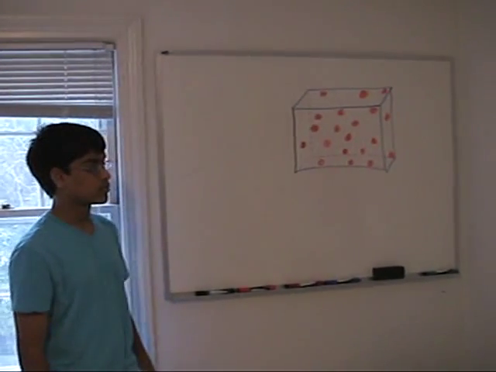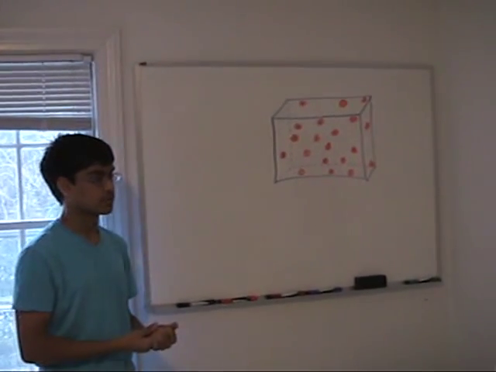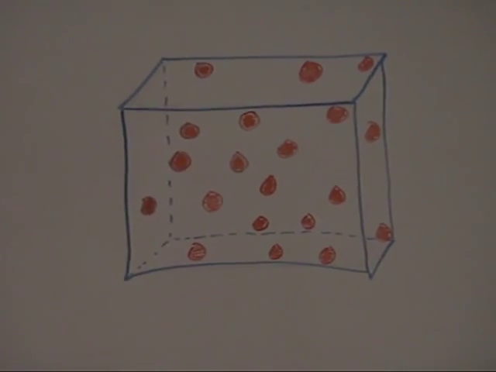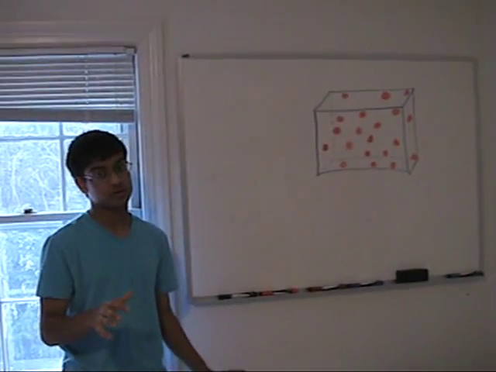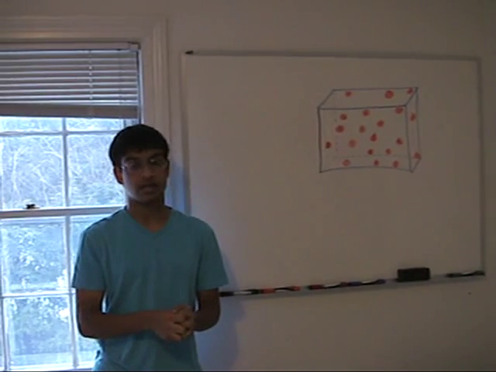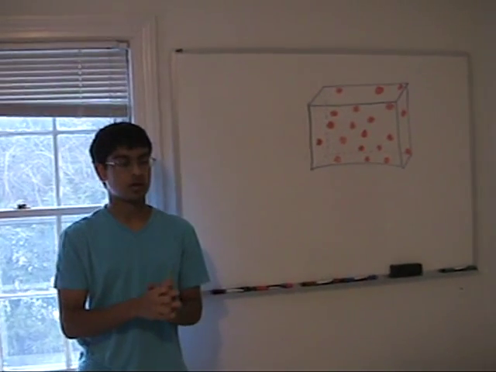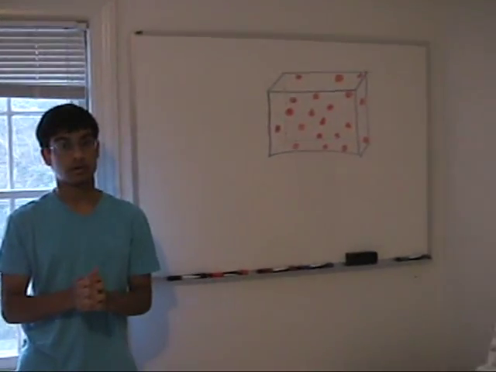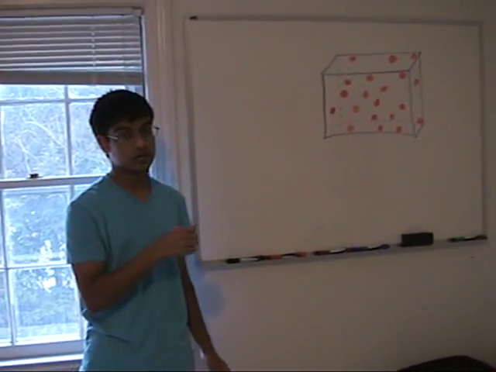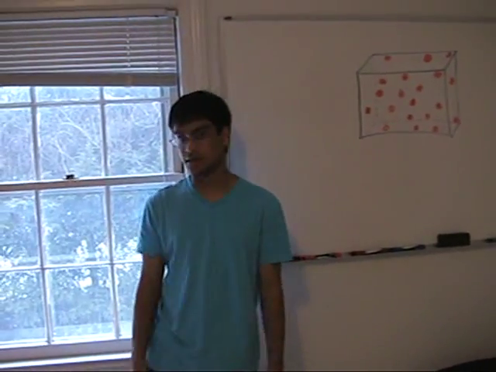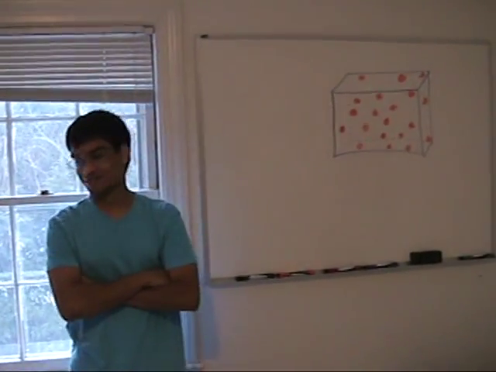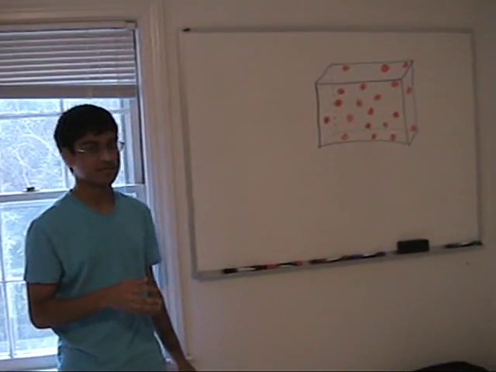Now there are properties associated with the ideal gas. Charles' law describes that the volume is directly proportional to the temperature. Boyle's law says that the pressure of an ideal gas is proportional to 1 divided by the volume, or you can say that the pressure is inversely proportional to the volume. And Gay-Lussac's law says that the pressure is directly proportional to the temperature.